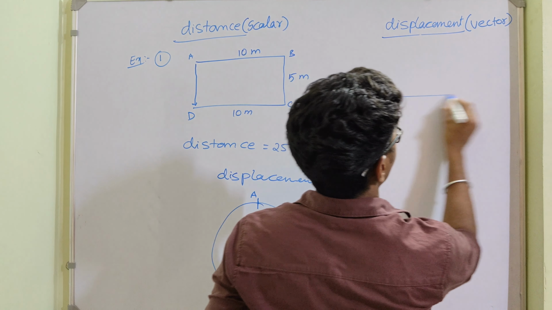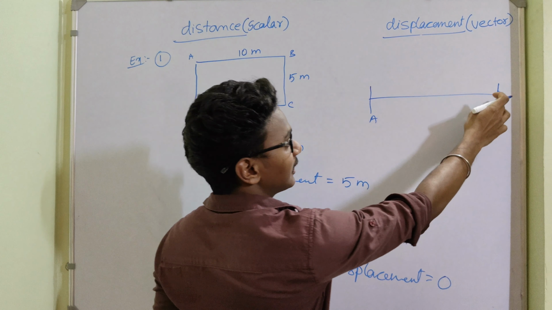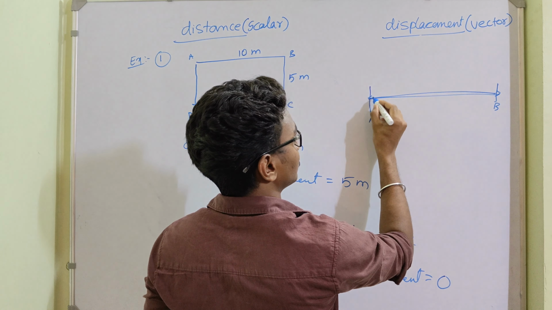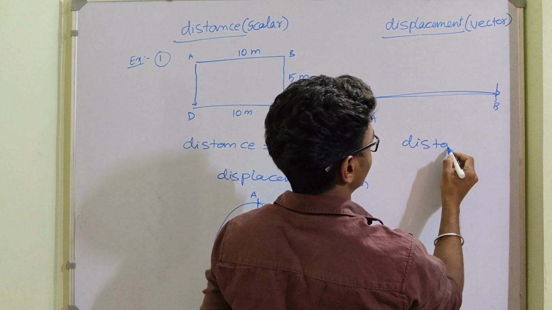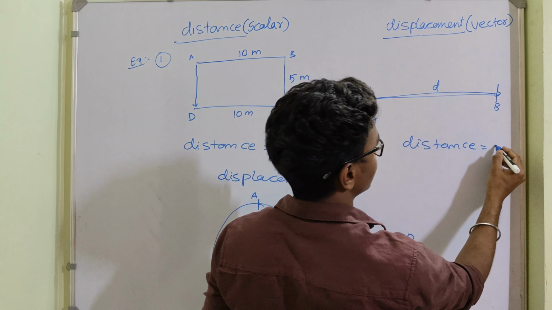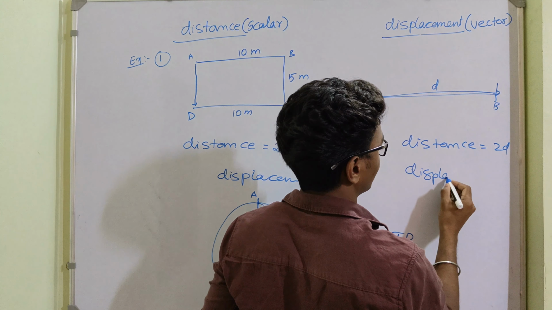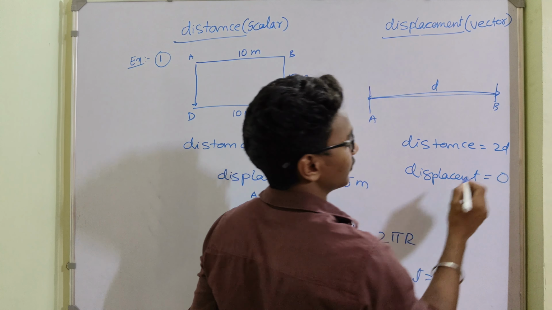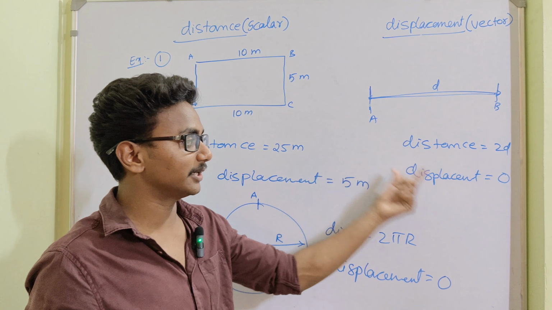Similarly, if you started from point A, you reach point B and return to point A again, then the distance is 2 times this distance. Suppose this is D, distance is 2D. But displacement is 0, because the starting point and the ending point are the same.